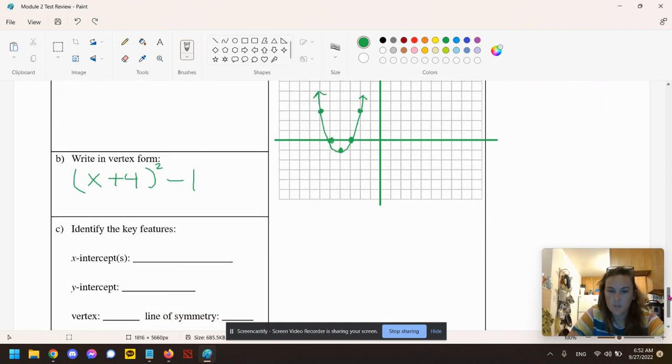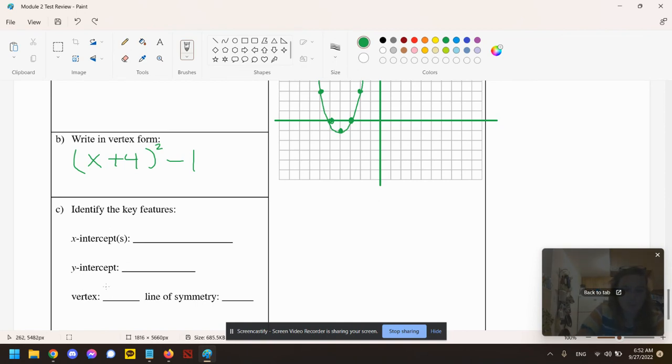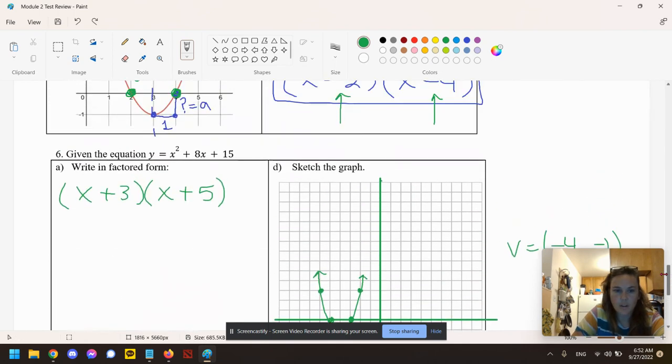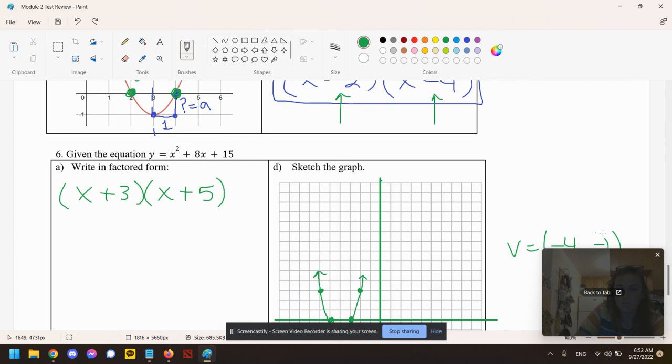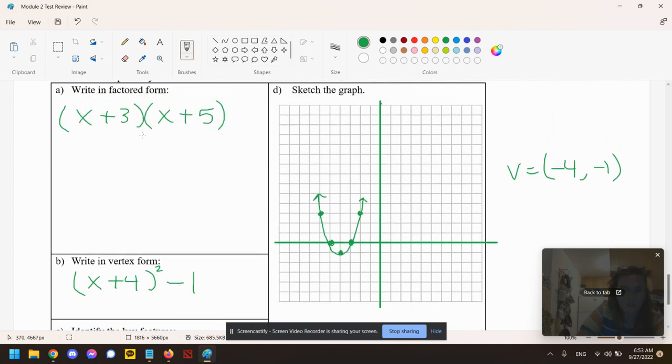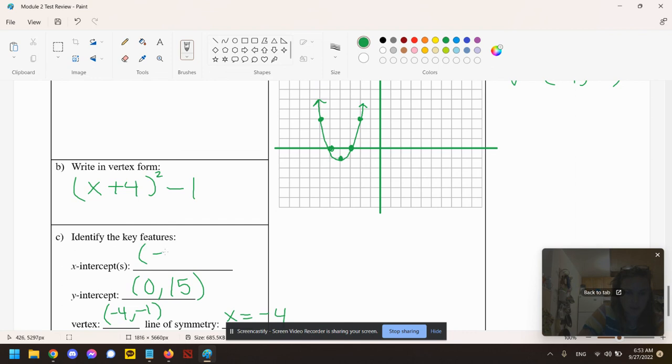And the key features: the vertex was -4, -1, and I got that from vertex form. The line of symmetry was x equals -4, and I got that from the vertex. The y-intercept was 15, and I got that from standard form. And the x-intercepts were -3 and -5, which I got from factored form.